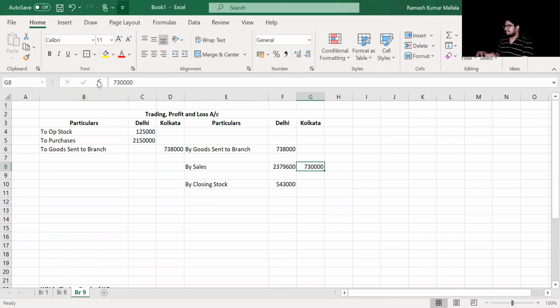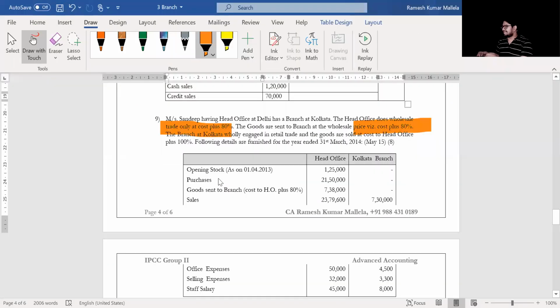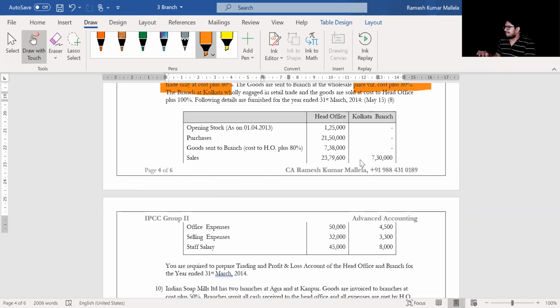Now read the percentage of profit at which branch is selling. Yeah, I'll repeat again. The goods sent to branch is for 7,38,000. That is, it is at 100 plus 80% profit. That is 7,38,000. That is the invoice price at which I have sent. Okay. Actual sales made by branch is 7,30,000.